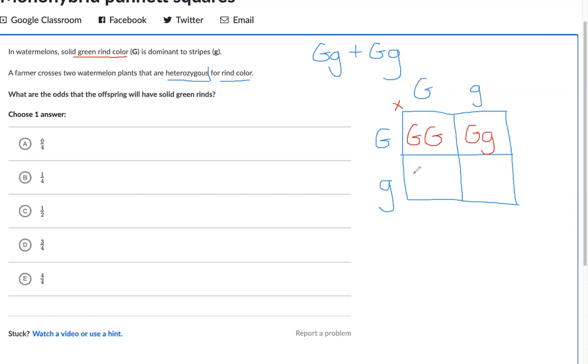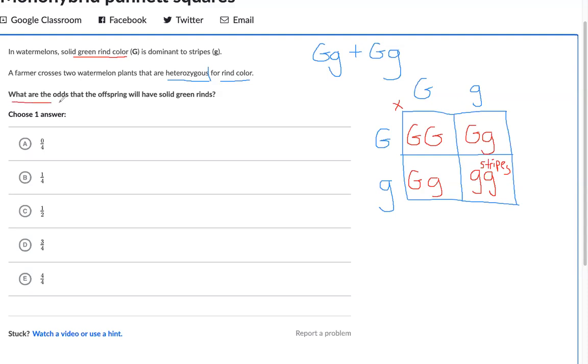Uppercase G times lowercase g will give us a heterozygous, lowercase. And then lowercase g times lowercase g is going to give us two homozygous recessive genes. So this is the only one that's going to be stripes. And I make note because I need to know what I'm looking at in science. This one's going to have stripes and the rest are going to be green.